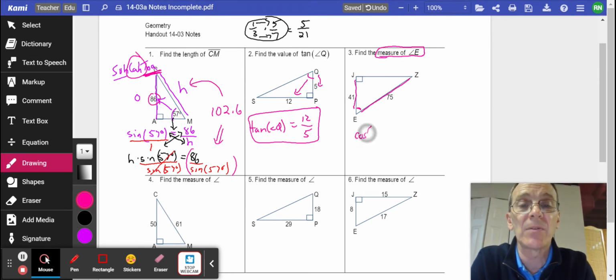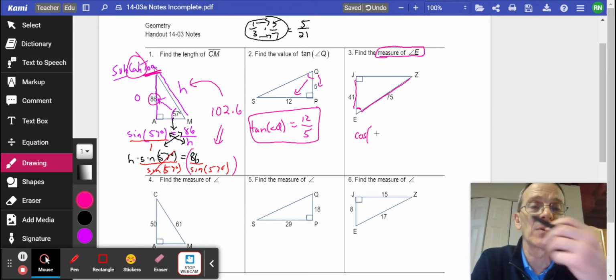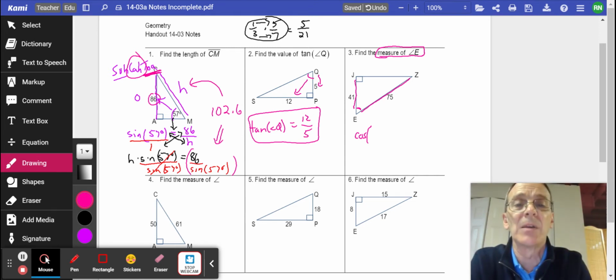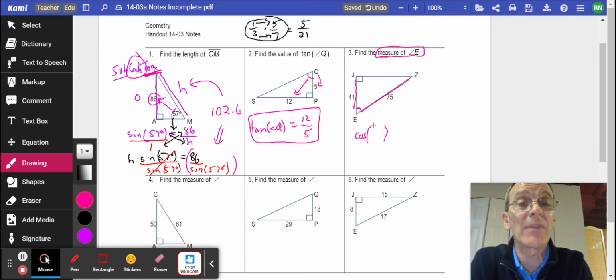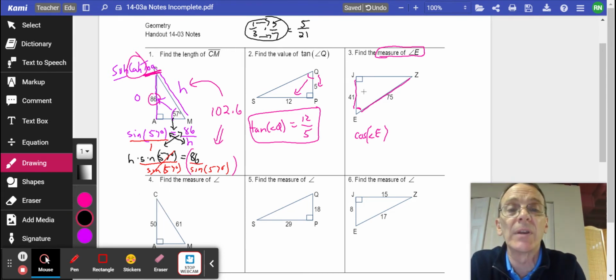But now right here, you might have started wondering if you were doing this correctly, because what are you going to put in as the input for cosine? We need an angle measure. Well, we don't always need an angle measure, but if we don't have an angle measure, we need something that represents an angle measure. So we could just put in angle E right there. I mean, if you want to, you could invent a little variable for the measure of angle E.